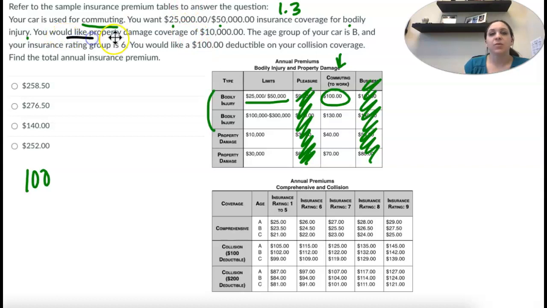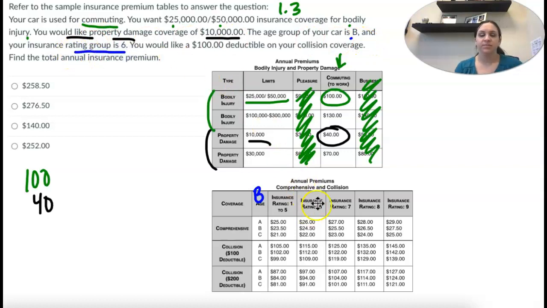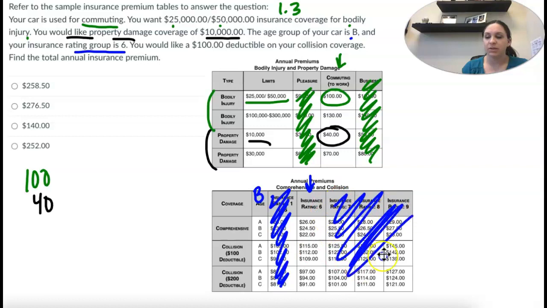You would like property damage, so right here, coverage of 10,000. So this one, $40. The age group of your car is B. So we're always going to pick the middle number. And your insurance rating group is 6. So here's all our insurance columns. This one is the one we're going to use, 6. So I'm going to ignore all these other ones.